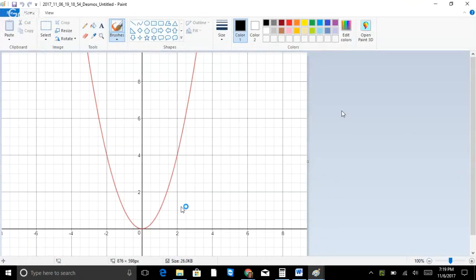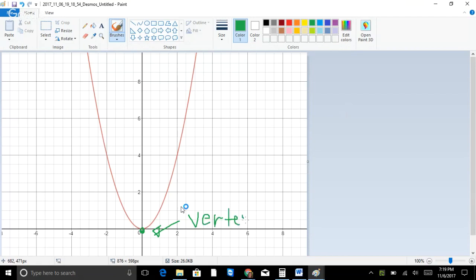Okay, so there's two features that I want to point out on this graph that are important to parabolas. In this particular case, since this parabola opens up, this point down here is my lowest point of my parabola. That's the least value that I can get to. And this point has a specific name, and this is called the vertex.